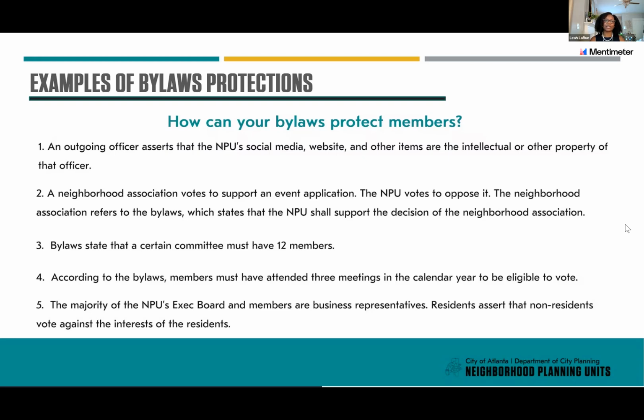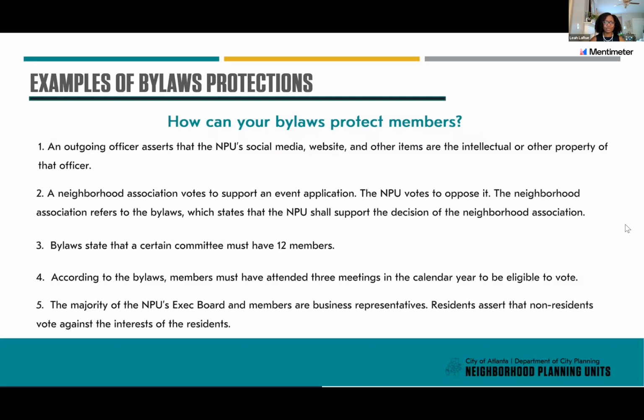Number 3, bylaws state that a certain committee must have 12 members. I hope that as I'm reading these, you're thinking through all the things that could go wrong. If your bylaws state that the nominations committee has to have 12 members, well, what happens if you don't have 12 members that are willing to be on the nominations committee? Then you're automatically in violation of your bylaws. So you want to think through what these requirements are in your bylaws and how you can protect your members and your organization from violating bylaws.